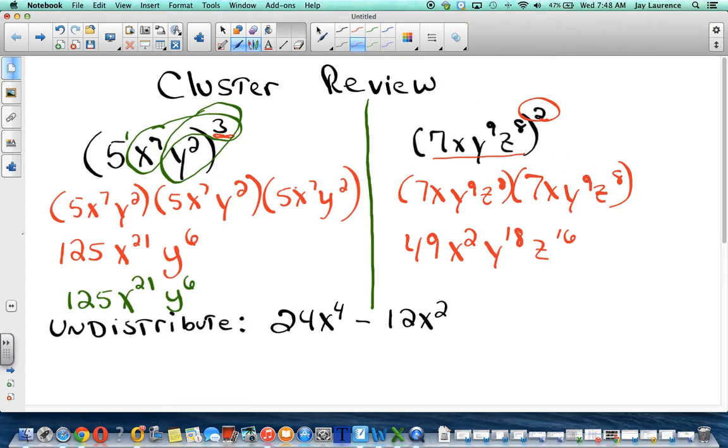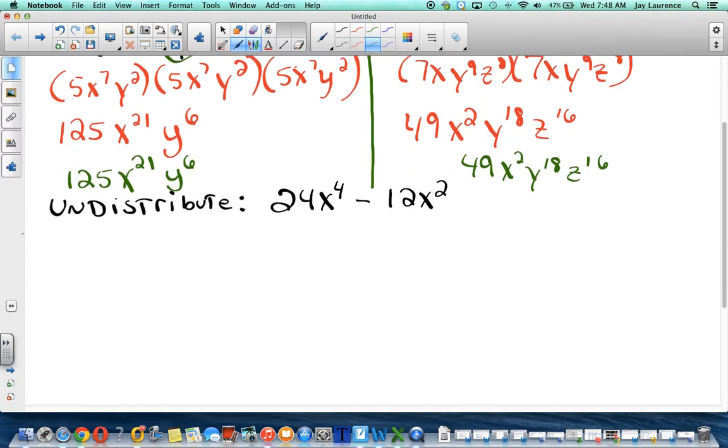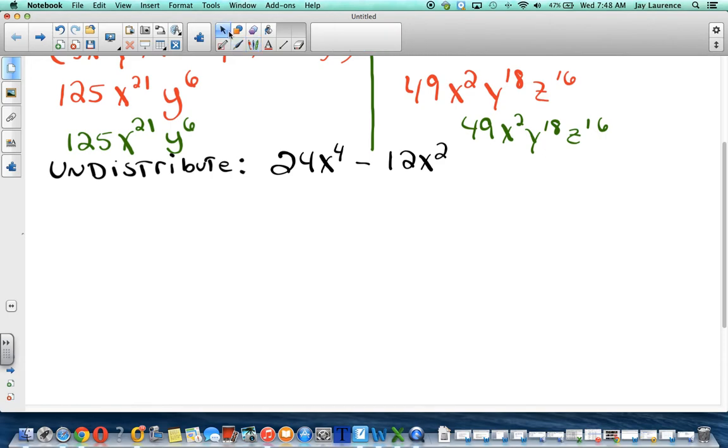Now, some of you using the shortcut will get the wrong answer. Some of you using the shortcut will get 49x y to the 18th z to the 16th. If that's you, if you're a person who is wondering where this x squared came from or know you would miss it, please, when you don't see an exponent, put a little 1 there. And then you can multiply the 1 times the 2, and sure enough, you will get x squared. All right, we're going to do 2 undistribution problems.